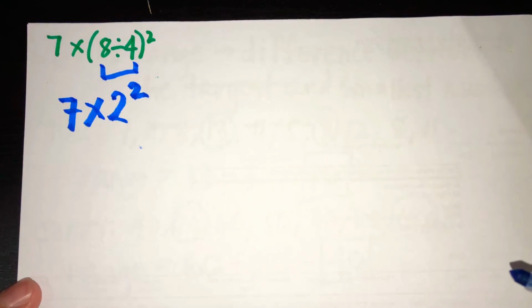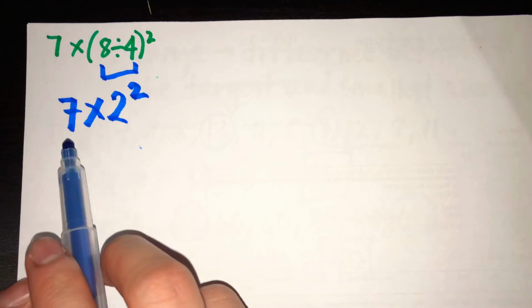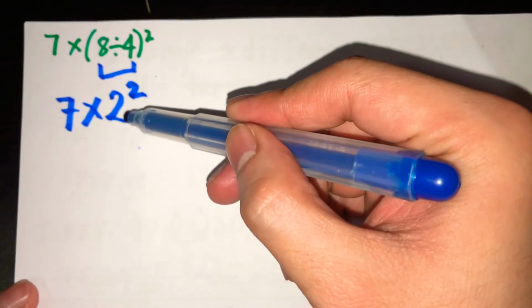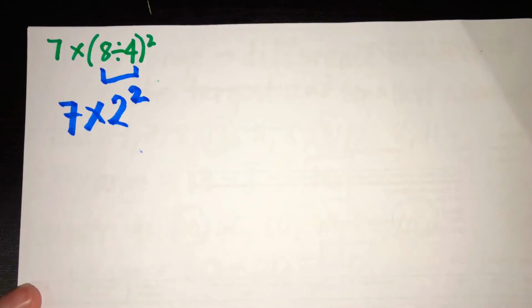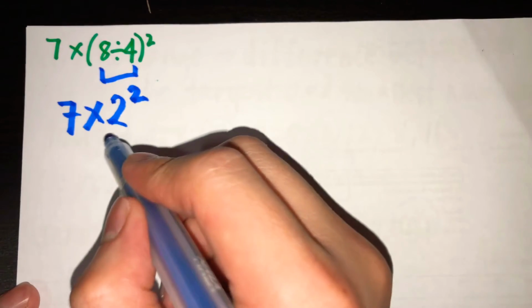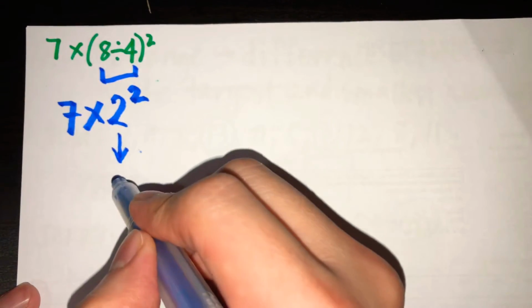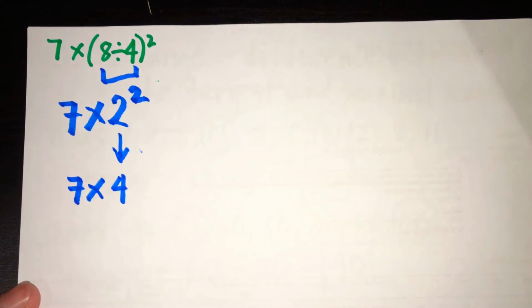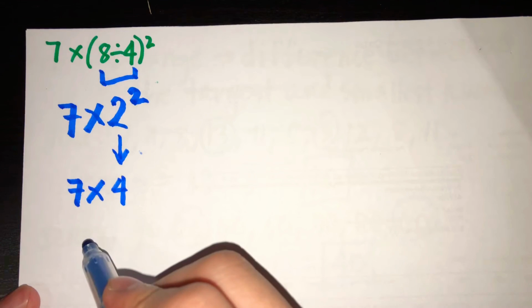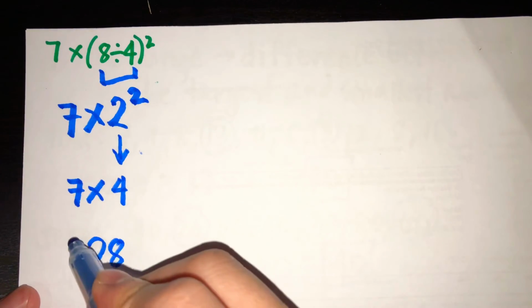Now the next one in BIDMAS is the indices. So instead of multiplying 7 by 2, we need to simplify first 2 raised to 2. So 2 raised to 2 is equal to 4. Then we have now 7 times 4, which is equal to 28.